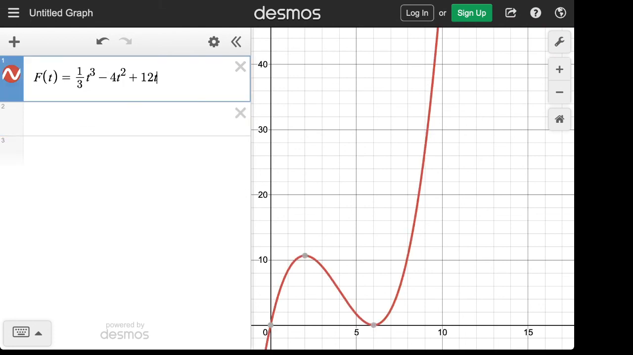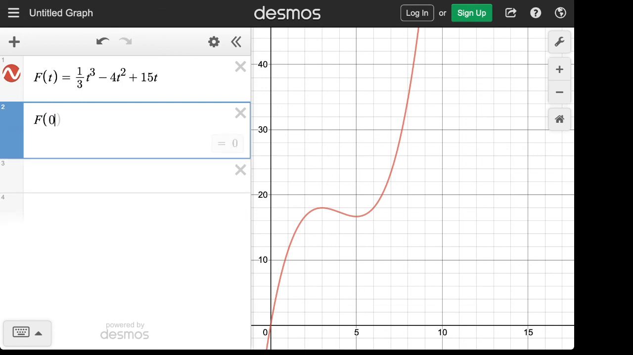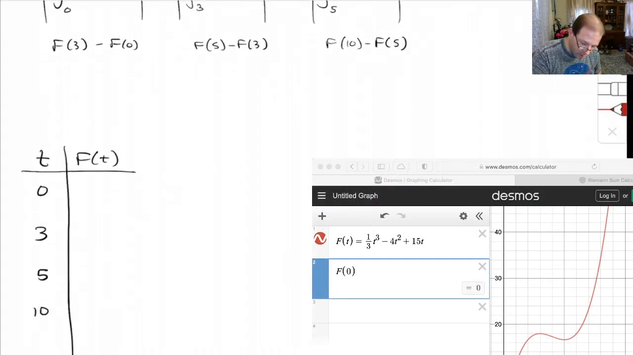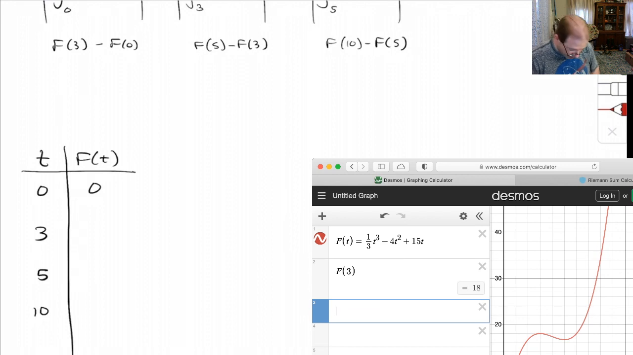Let's see. Well, this is not it. I've got to type it in: 1/3 t cubed minus 4t squared plus 15t. All right. Now F(0), we know that one's 0. F(3) is 18.